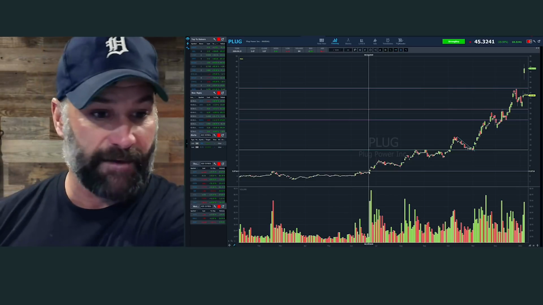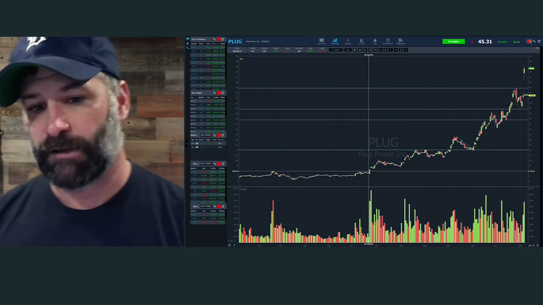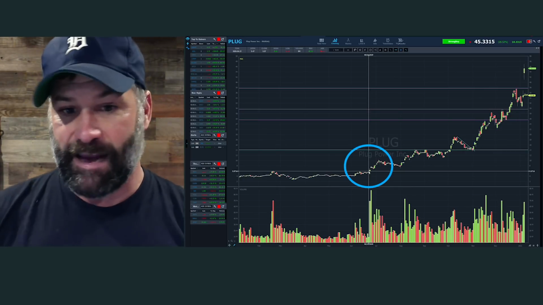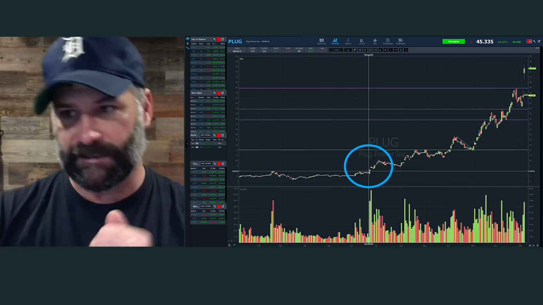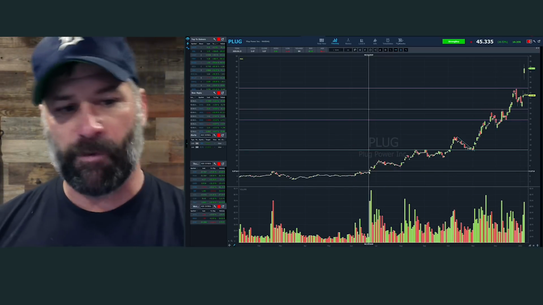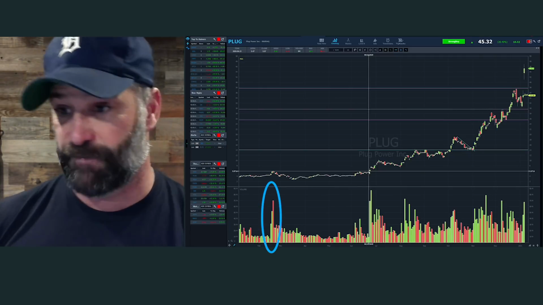But you can see, I didn't draw a line, but I'm hovering my cursor over that $6 level. And you can see every time the stock would start to trend up in early June, it would fail at that level. Because the idea, the concept is, everyone that bought the breakout back in February, look at that big volume. You can see the huge volume there.